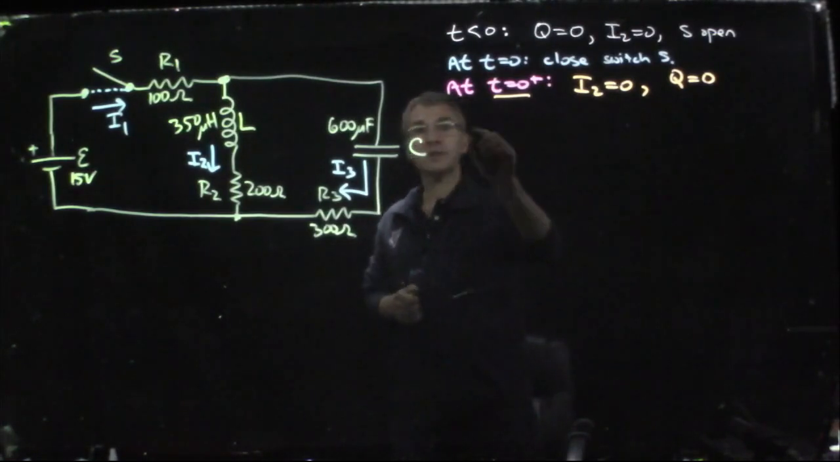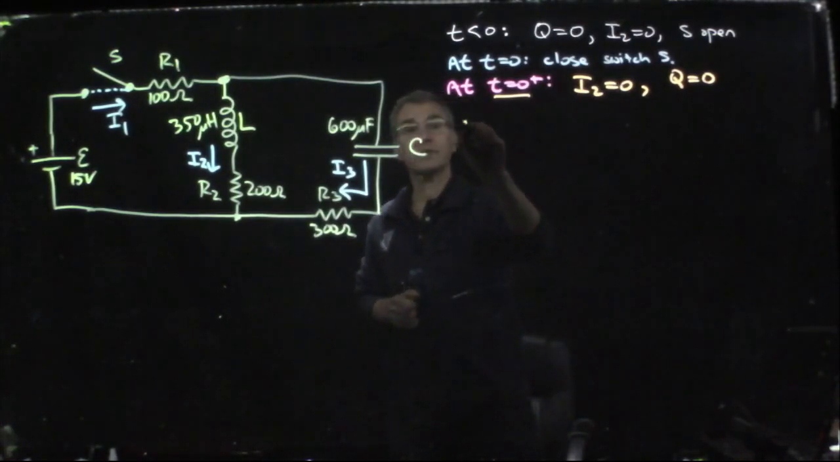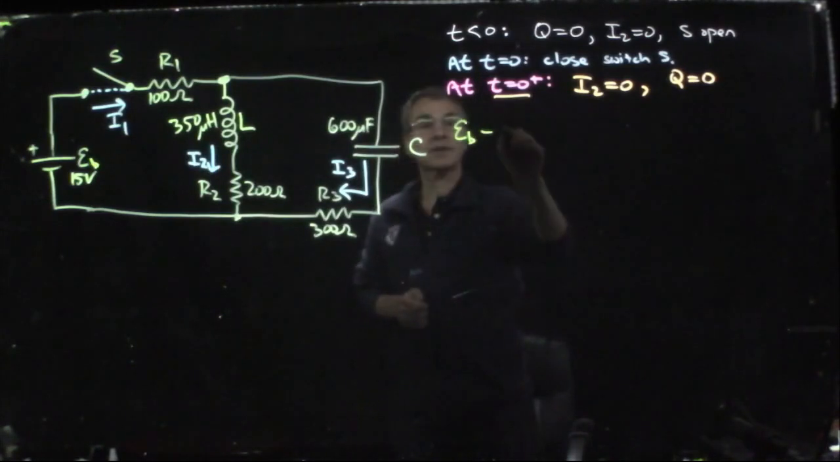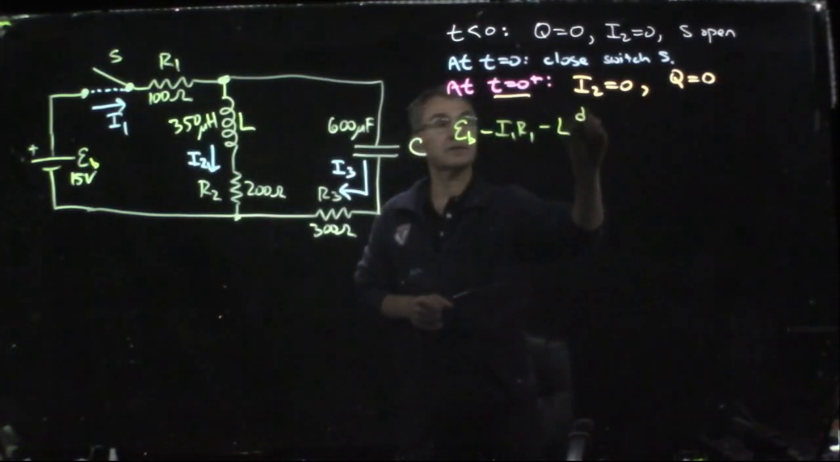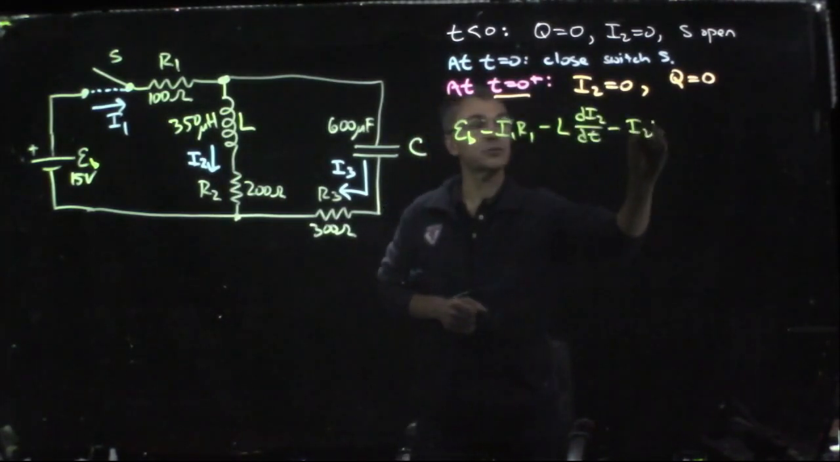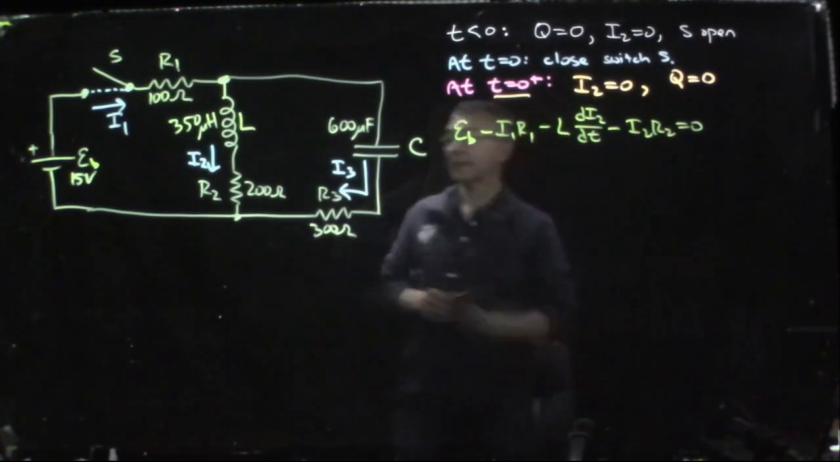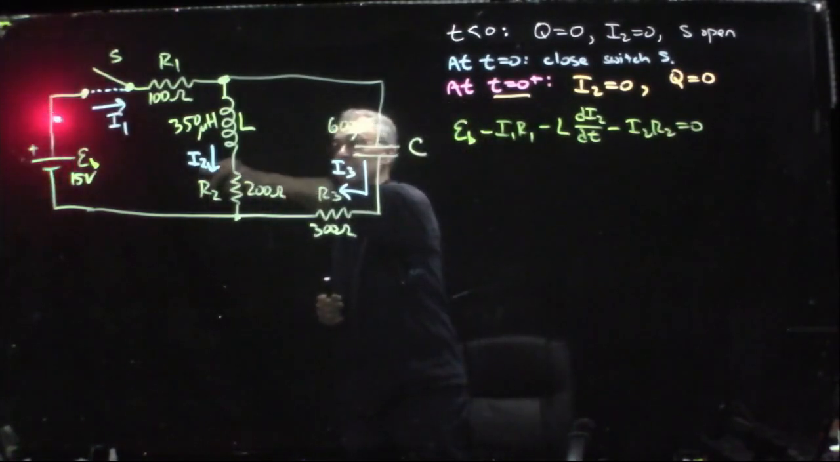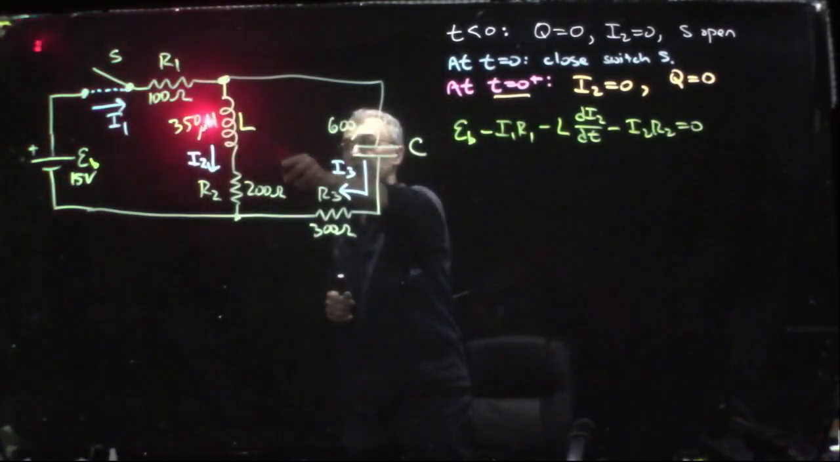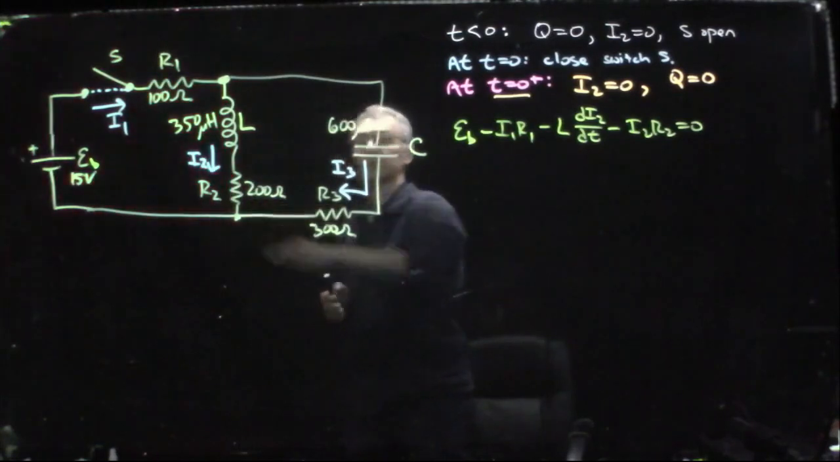So I think I could write the loop rule as the battery EMF minus I1 R1 minus L di2/dt minus I2 R2 equals 0. That's for this loop, starting at the top of the battery, going around clockwise down through the inductor back to the bottom of the battery.